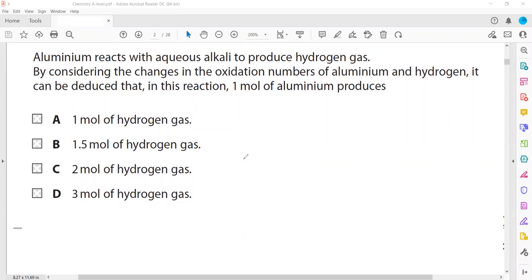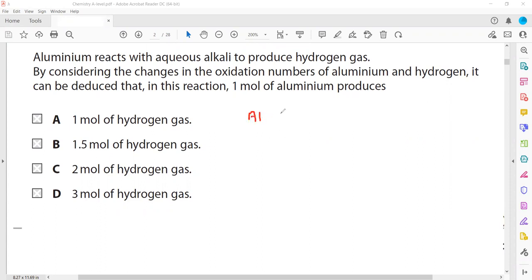So now questions related to redox reaction. Aluminium reacts with aqueous alkali to produce hydrogen gas. And by considering the change in oxidation number of aluminium and hydrogen, it can be deduced that the reaction produces how many moles of hydrogen per 1 mole of aluminium. So we have to write a balanced equation.